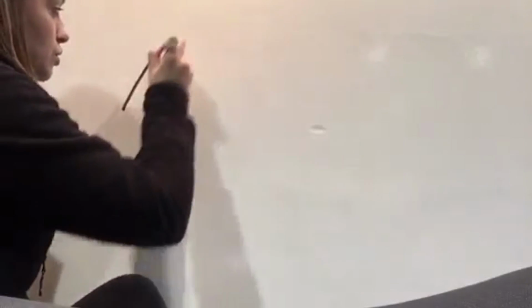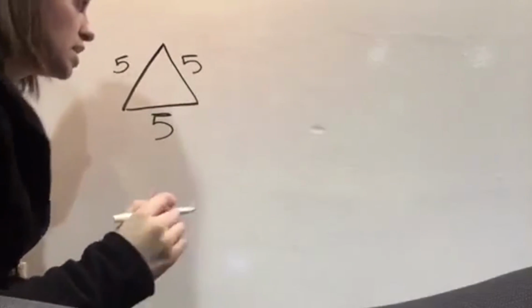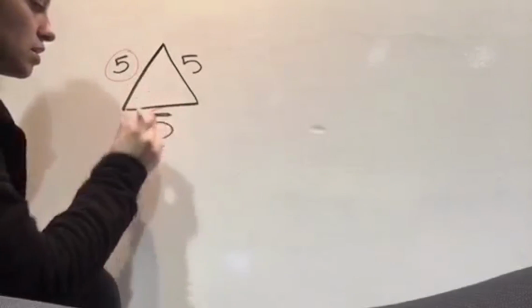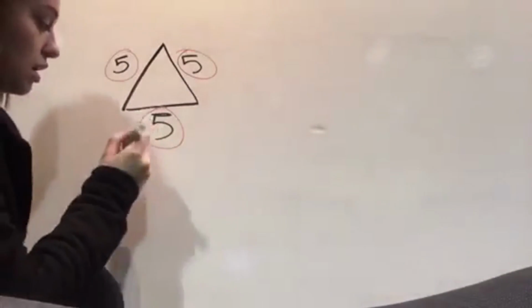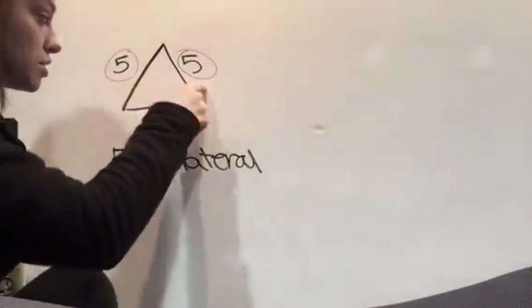I want to show you a triangle with the sides 5, 5, and 5. You can see here that all the side lengths are the same, so that means it's going to be an equilateral triangle because all of the sides are the same length.